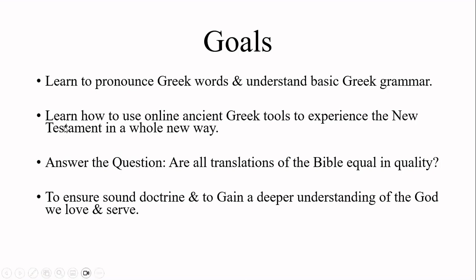The next goal is to learn how to use online ancient Greek tools to experience the New Testament in a whole new way. Third is to answer the question, are all translations of the Bible equal in quality? And fourth is a goal beyond the class: using the tools learned in this class, the goal is to ensure sound doctrine and to gain a deeper understanding of the God we love and serve.